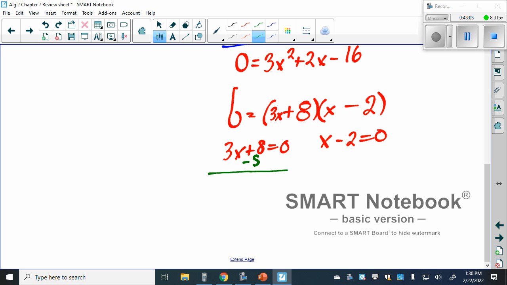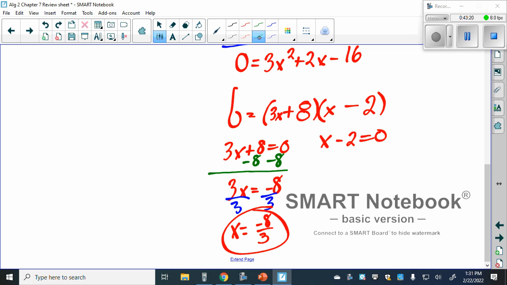For this one here, we can subtract 8 from both sides, which gives us 3x equals negative 8. Divide both sides by 3, telling us x is equal to negative 8 thirds. For the other side, we would add 2 to both sides, telling us x is equal to 2. But that's one of our restrictions, so it doesn't work. So the only answer is negative 8 thirds. And that's all we'd have to do for this one here.